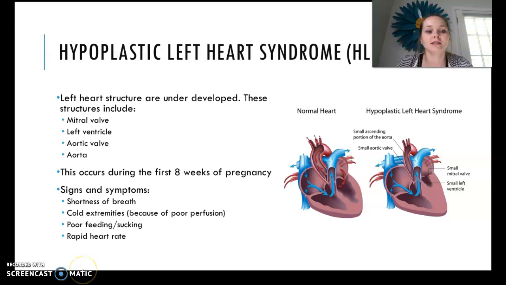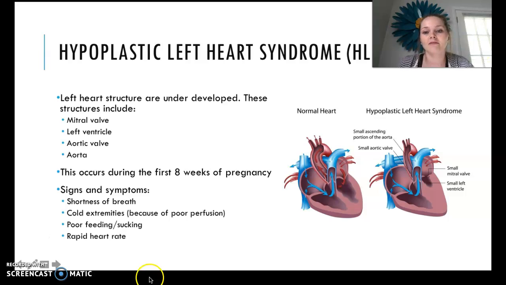So hypoplastic left heart syndrome, or HLHS, this is probably the one that I see the most of. So it just refers to the left-sided structures of the heart being extremely underdeveloped. These structures can include the mitral valve, the left ventricle, the aortic valve, and the aorta. This occurs during the first 8 weeks of pregnancy, and some signs and symptoms of hypoplastic left hearts are shortness of breath, cold extremities, and this is because they have poor perfusion, and they kind of have this mottled look to them. And another is poor feeding or sucking and a rapid heart rate, which you could expect because the heart is having to do a lot more work with a lot less.